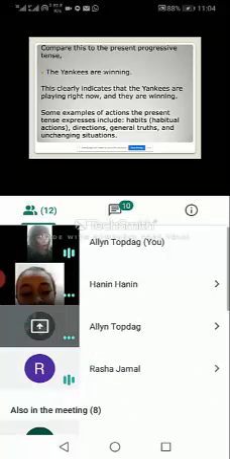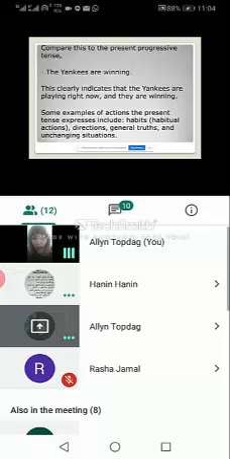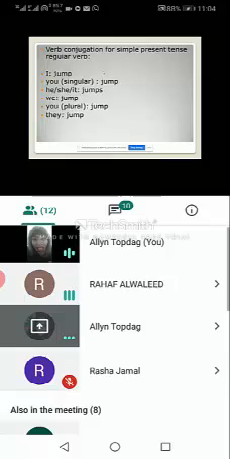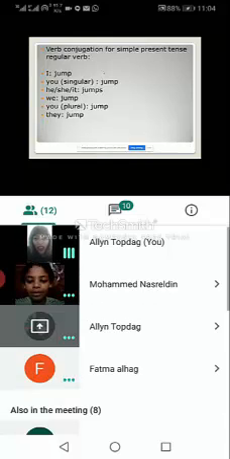Okay, so the verb should match the subject. So we need to change the verbs in order to match the subject in the sentence, correct? So in this case, look at the example. Who can read for me the example here? Mohammed, read for me the example.